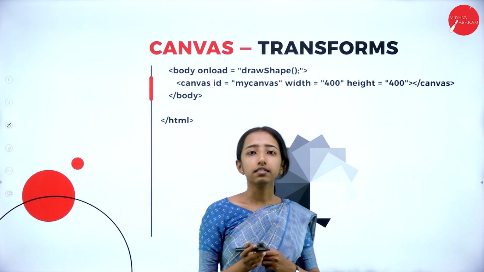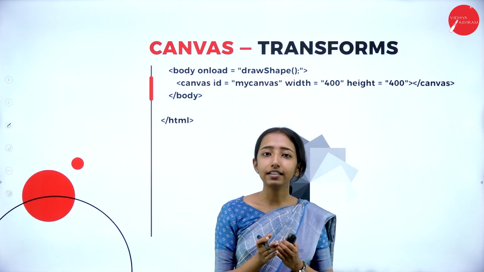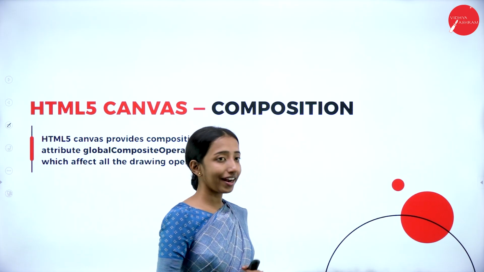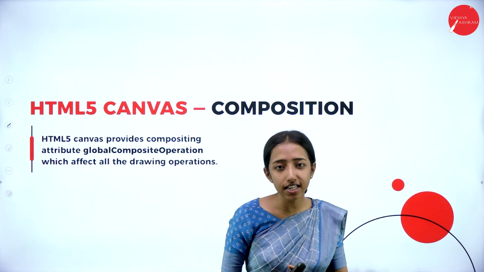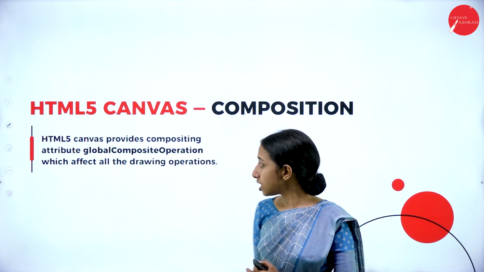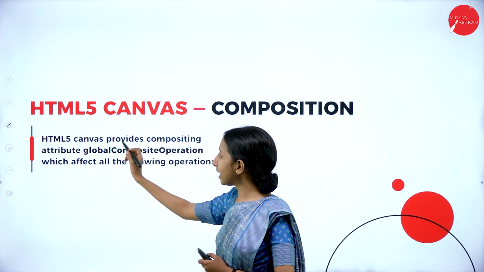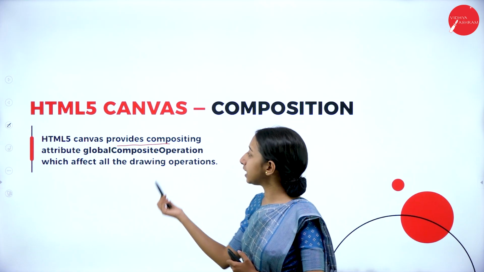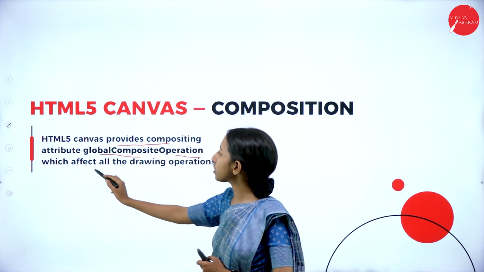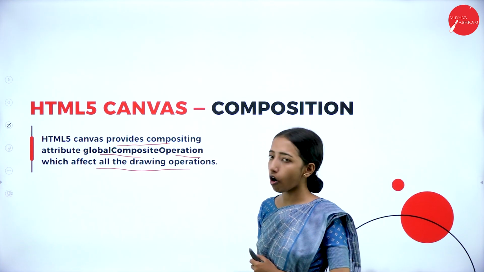So we have seen the transform, rotation and scaling. The next one will be how we can have composition in the canvas. So what is this composition in canvas? Here HTML5 canvas provides a compositing attribute, globalCompositeOperation, which affects the overall drawing operation.